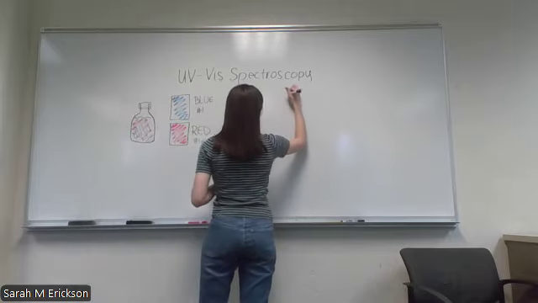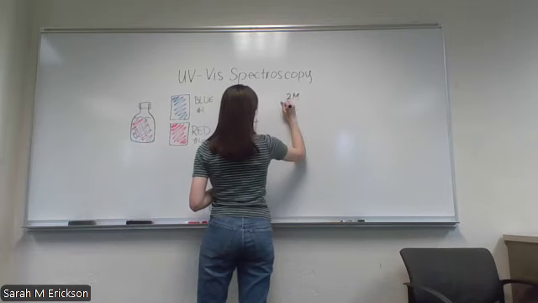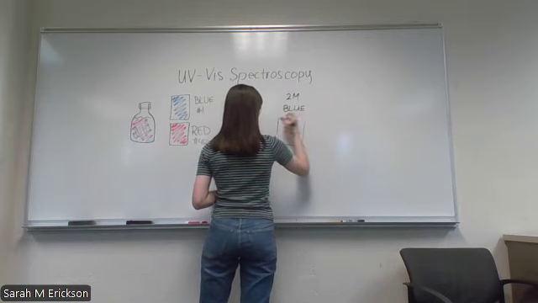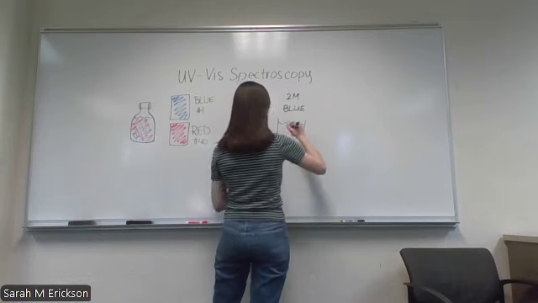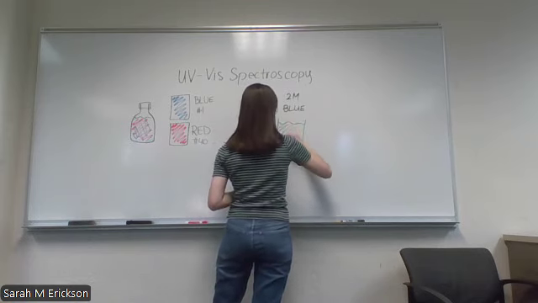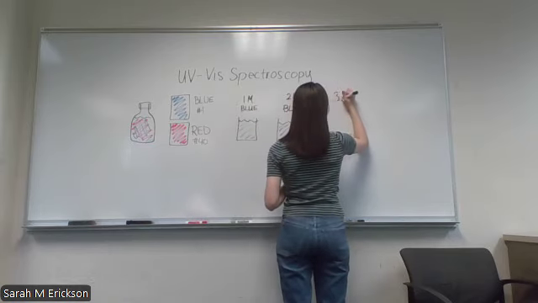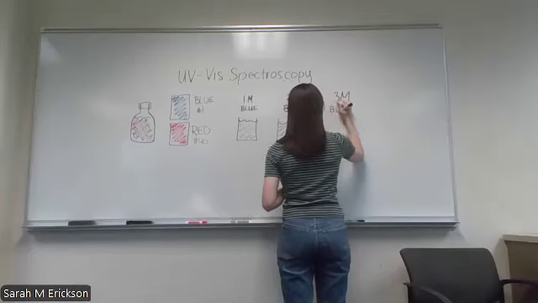And then we can make another solution of 2 molar blue dye. And that one's going to be a little bit of a darker blue. Right? So I'm going to put some more lines to indicate that it's more shaded in here. And then we make a third solution of 3 molar blue.